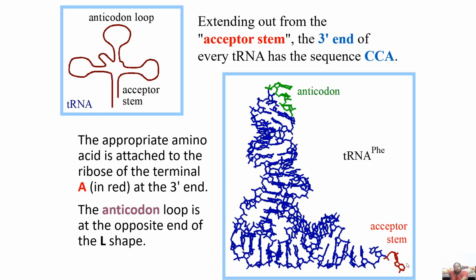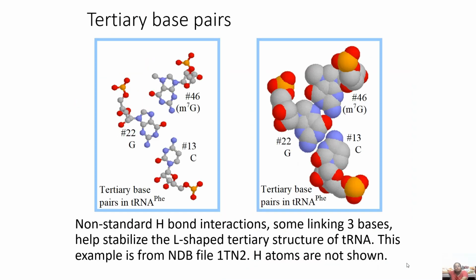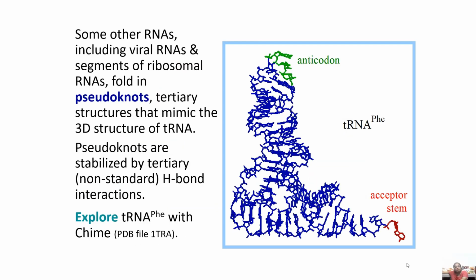Extending out from the acceptor stem, the 3' end of every tRNA has a sequence CCA. The appropriate amino acid is attached to the ribose of the terminal A at the 3' end. The anticodon loop is at the opposite end of the L shape. Non-standard H-bond interactions, some involving 3 bases, help stabilize the L-shaped tertiary structure of tRNA.